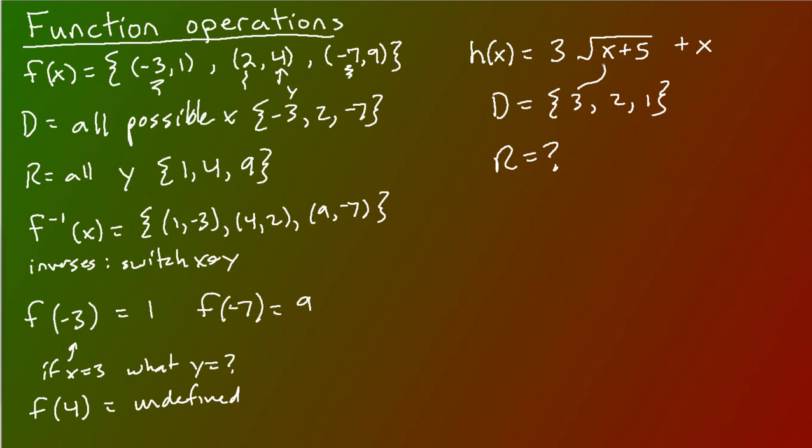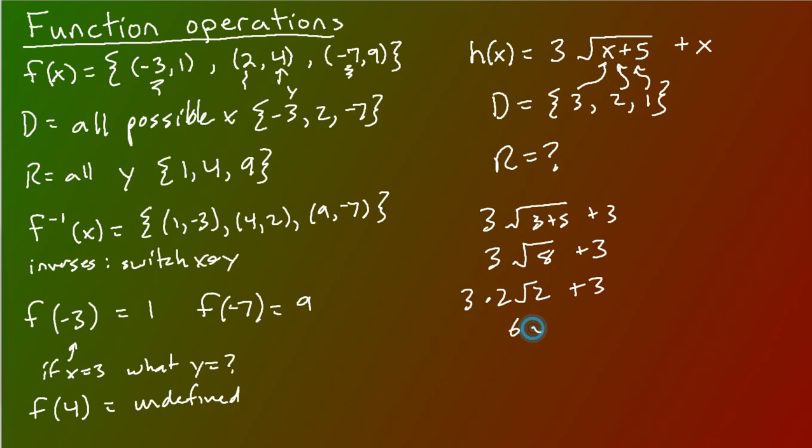Then I put in 3, I put in 2, and then I put in 1, and that gives me my range. In this case, 3 square root of 3 plus 5, plus 3. And I do all of these. 3 square root of 8, plus 3. The square root of 8 can simplify to 2 root 2. And I get 6 root 2 plus 3. And that will be the first element of my range, 6 root 2 plus 3.